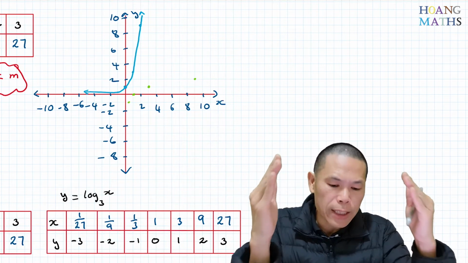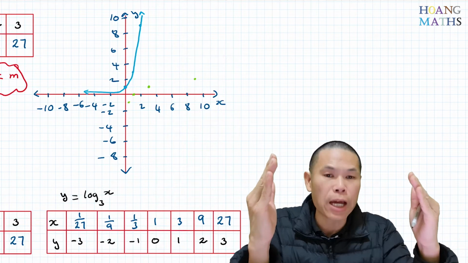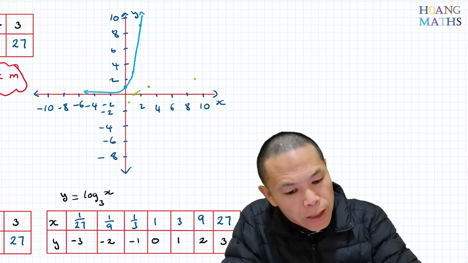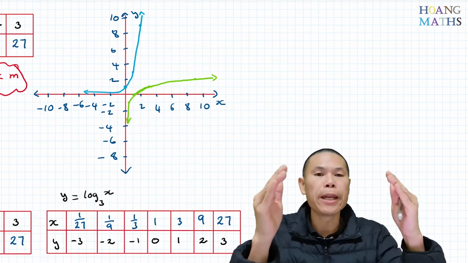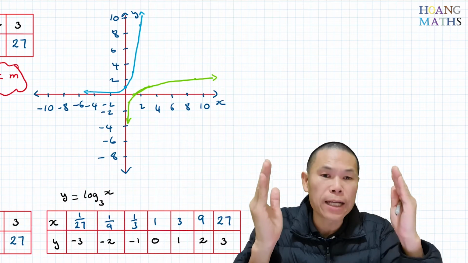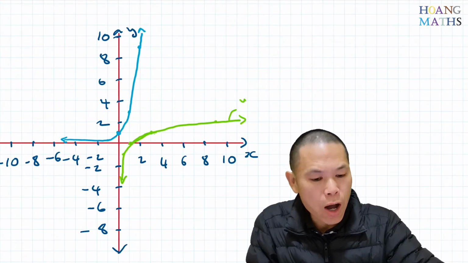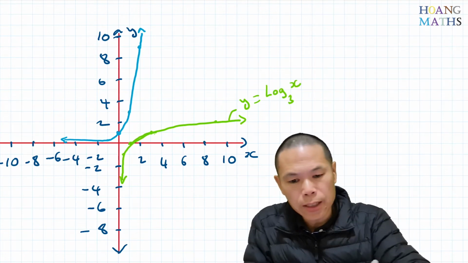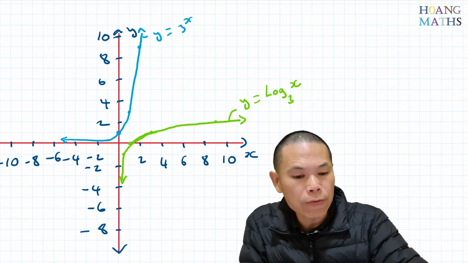Now, please note that x will never be equal to or less than 0, okay? From the table, you can see. Now, we just join these points together, and it never cuts the y-axis, okay? Let me just write this down. So this is y equal to log base 3 of x, and this is y is equal to 3 to the power of x.